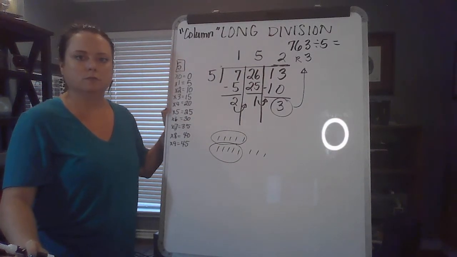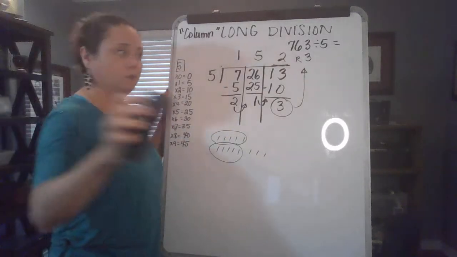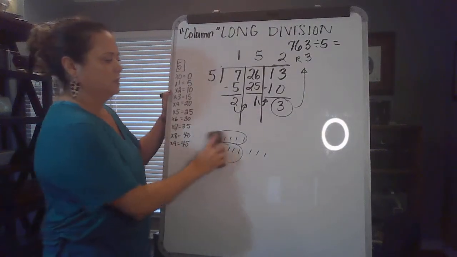I know. What did she just do? That's crazy math right there, right? Crazy math. That's what we do. We do crazy math around here. Okay. Are we there? Let's do another one.